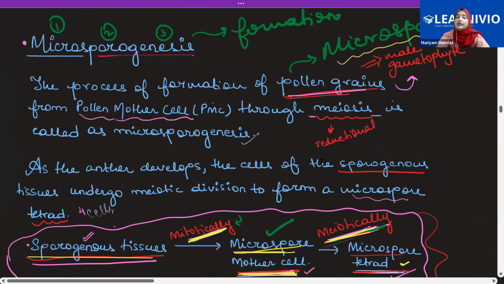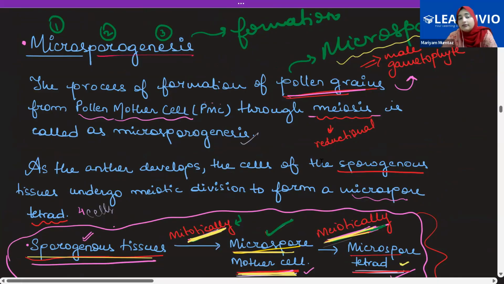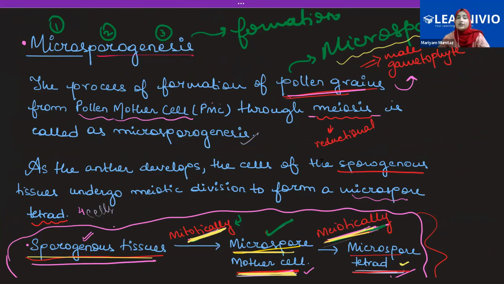Now, let us study the whole process of how a microspore is made. Microspore formation is called microsporogenesis, the process of the formation of pollen grains from the pollen mother cell through the process of meiosis. Always remember, in order to form the gametes, meiosis will always take place. So the whole process of the formation of pollen grains from the pollen mother cell is called microsporogenesis.